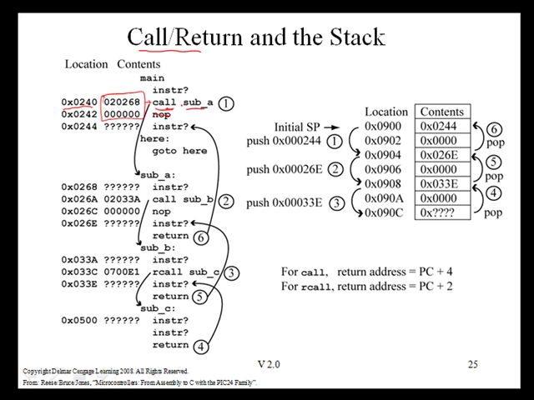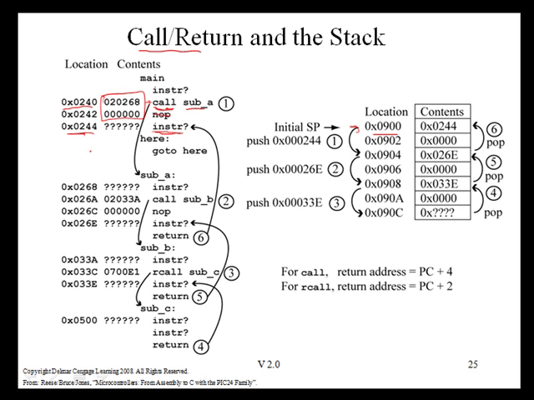The first thing that call subroutine A is going to do is push the return address on the stack. Well, what's the return address? The return address is 4 plus whatever the address of this instruction is. It's sitting at the next instruction following this call, which is going to be 244. The stack pointer was initially pointing at location 900, so it's going to push the program memory address 244 into the stack.